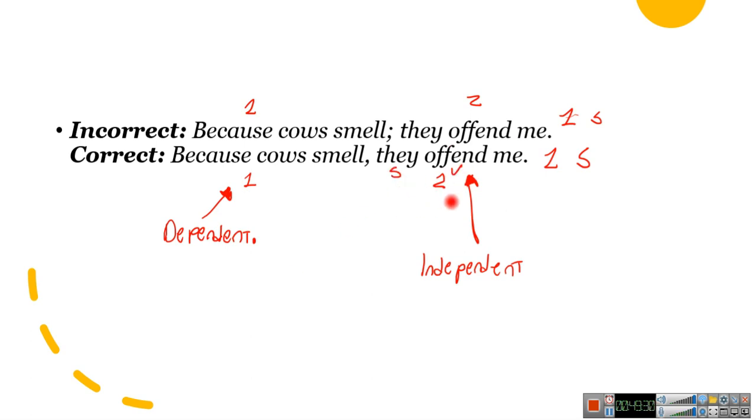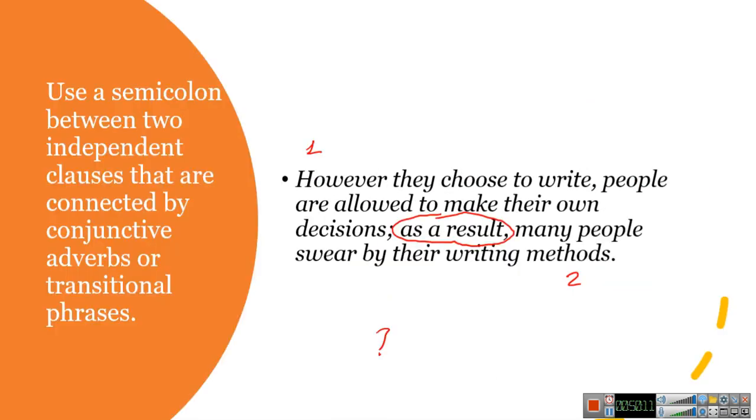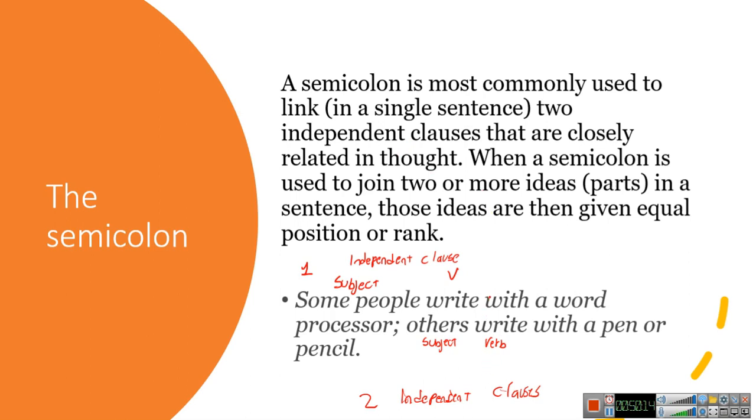So the rule says that we use a semicolon only when we have two independent clauses. And right here, we have one dependent clause, and the second one is independent. So because of this, one is dependent and the second one is independent, I need to use the comma. If they were both independent, I know from this example that I need to use a semicolon.